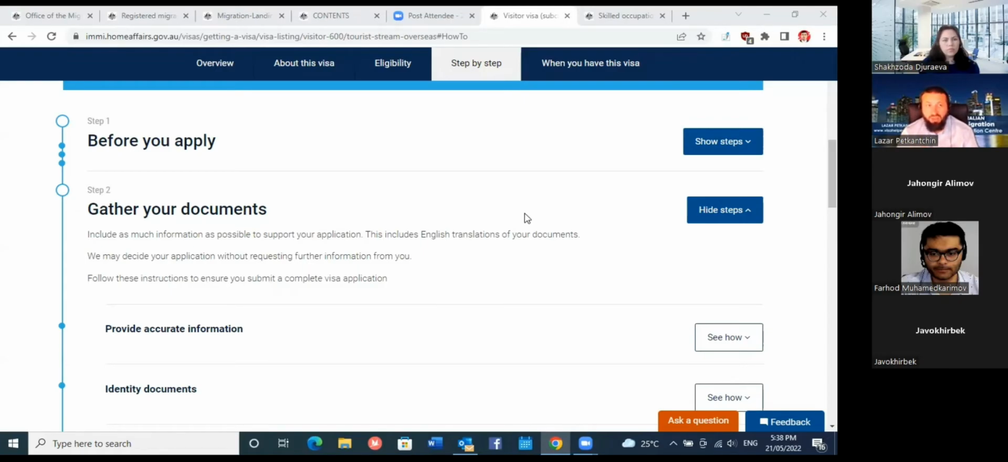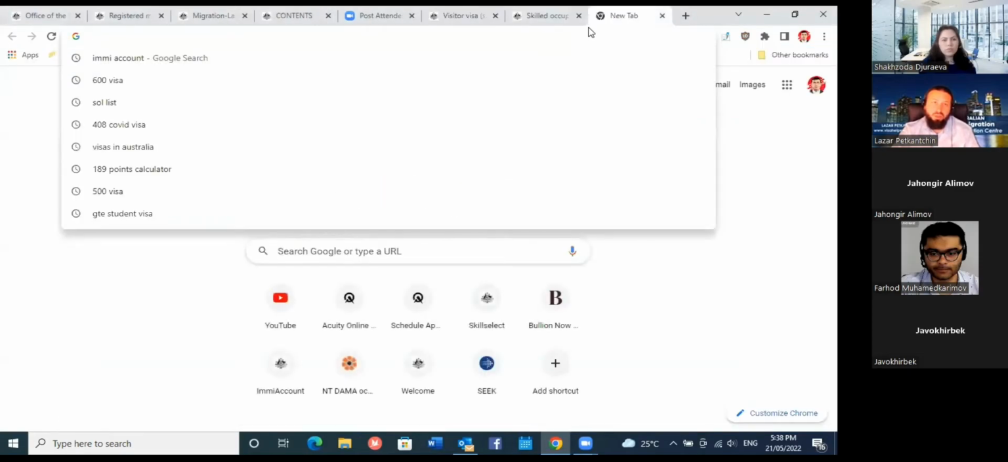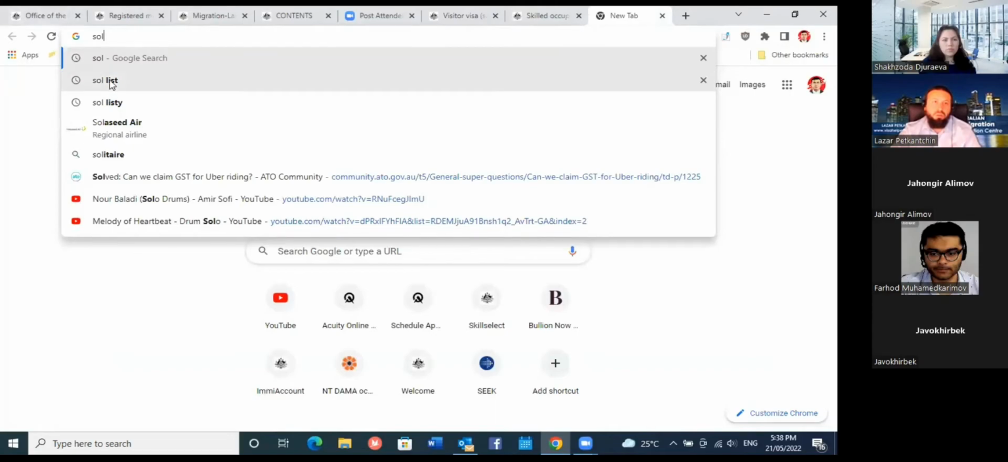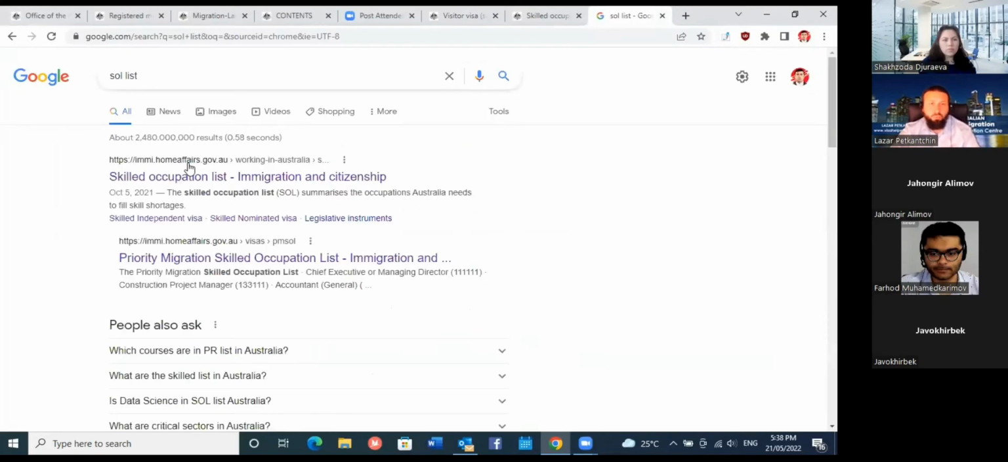So in your case, software developer is a very good profession. It's in a very good list that was specially created for the pandemic, and I'm going to quickly show you that. Give me a second. Let me just open it. So it's in this list here, priority migration skilled occupation list.